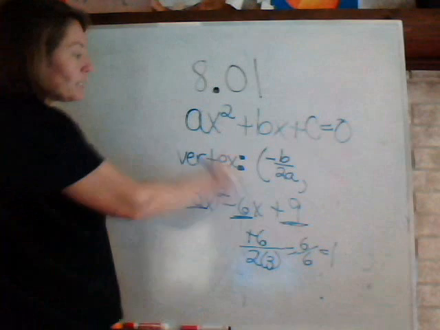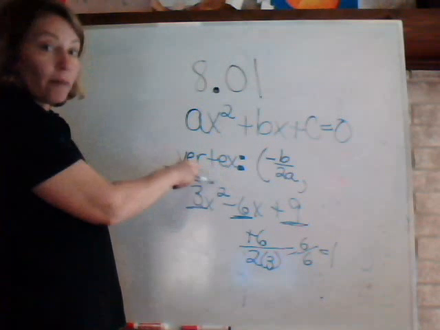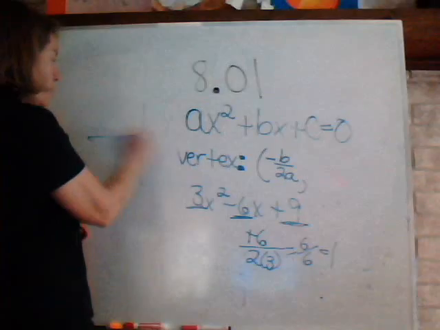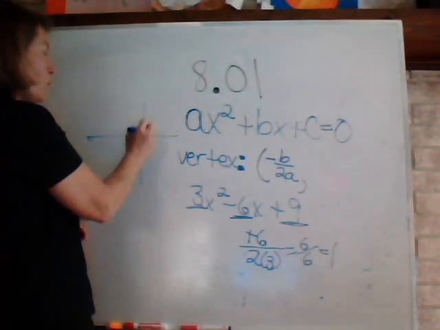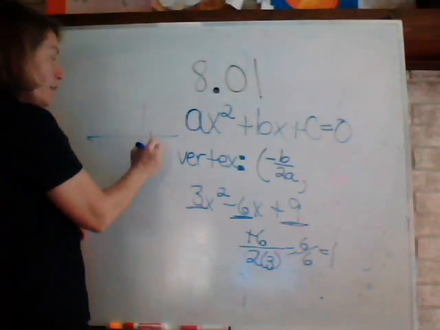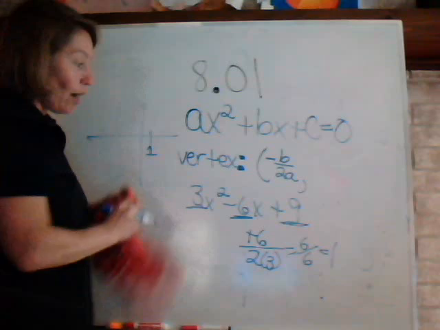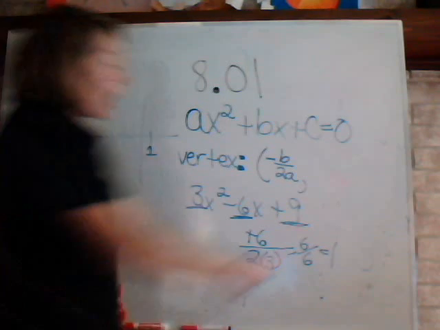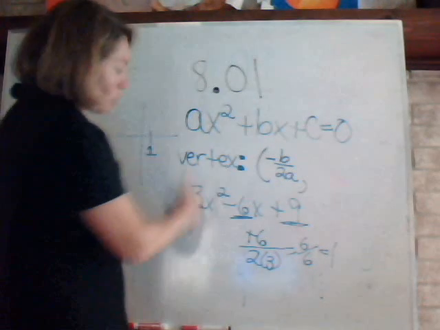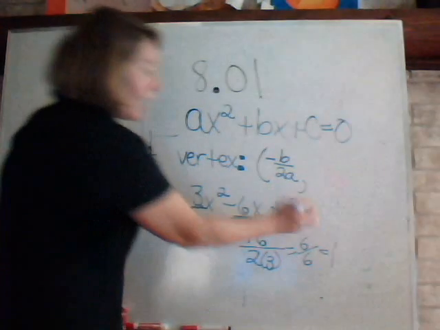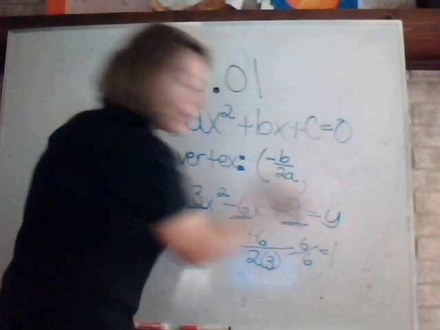Okay, so that means the x coordinate of my vertex, so if I'm looking at the graph, the x coordinate is going to be over here at the number 1. Okay, now, how do I get the y coordinate? I just plug it back in, don't I? I just go back and plug in x, and I get out my y coordinate.